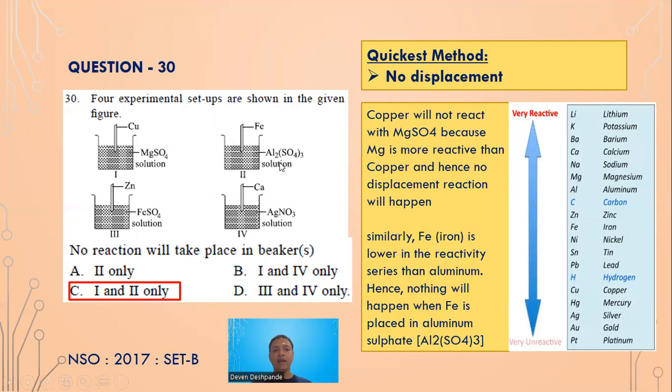Similarly, iron and aluminum sulfate, isn't it? Aluminum is of higher reactivity than iron. So aluminum will not let go of sulfate ions. So iron will not react with aluminum sulfate. So no reaction will happen here.